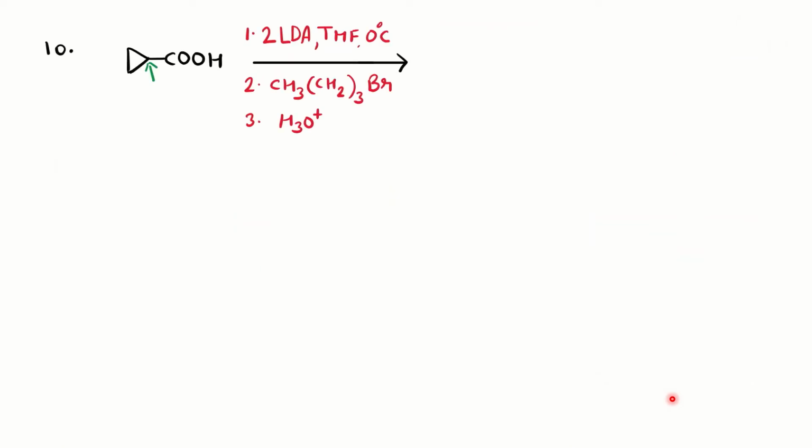Fine. So this is the last problem for today's discussion. You can notice here we have a cyclopropane substituted by an acidic group. Here they have mentioned 2 LDA. It means 2 times it is going to abstract the proton in the presence of THF and 0 degree centigrade temperature. You have an alkylating agent, and finally the hydrolysis condition is given. So one by one we will go.